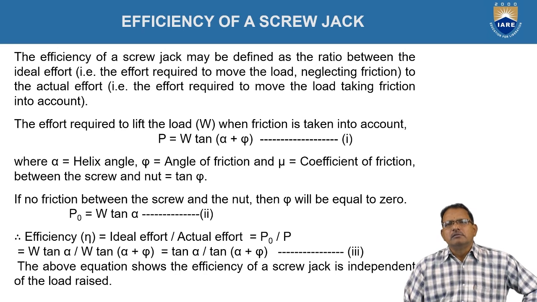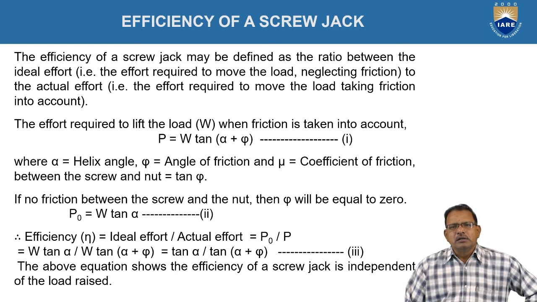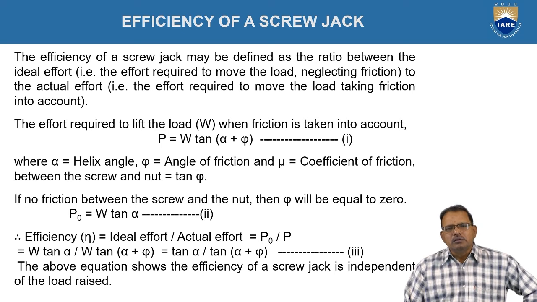When there is no friction between the contact surfaces, the effort which is applied is treated as ideal effort, that is, the friction is equal to 0, which is given by P0 equal to W tan alpha. Hence, efficiency is defined as the ratio of ideal effort to the actual effort, which is equal to P0 divided by P, which is also equal to W tan alpha divided by W tan (alpha plus phi). Or it is also equal to tan alpha divided by tan (alpha plus phi), which is shown in equation number 3.